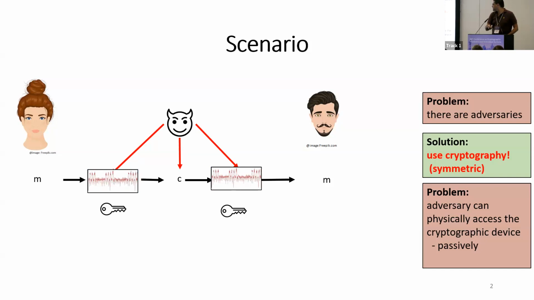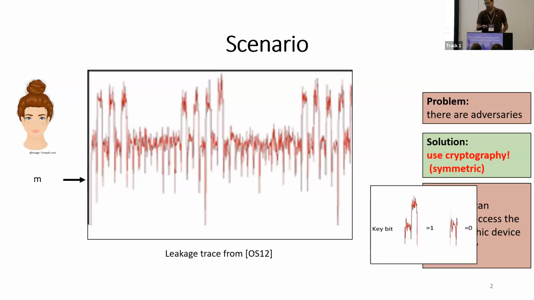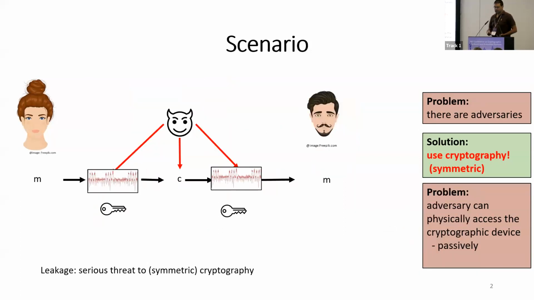For example, this is the instantaneous power consumption of a cryptographic computation, which seems not to give so much information, but when I tell you that if the processed bit is 1 or 0, the shape is different, you can easily read the key. So leakage poses a serious threat to symmetric crypto.